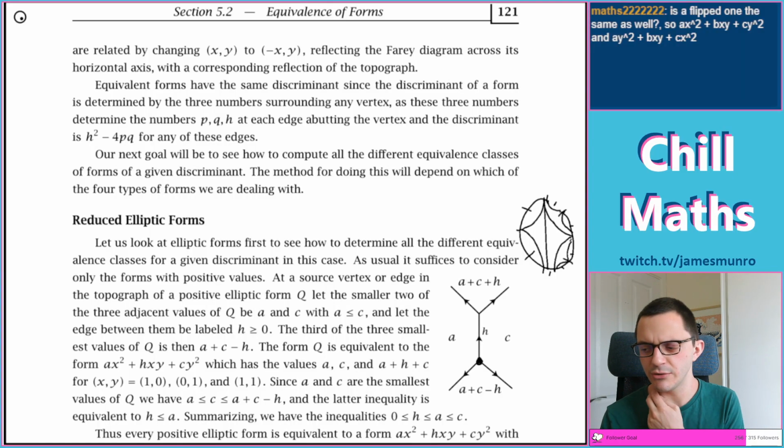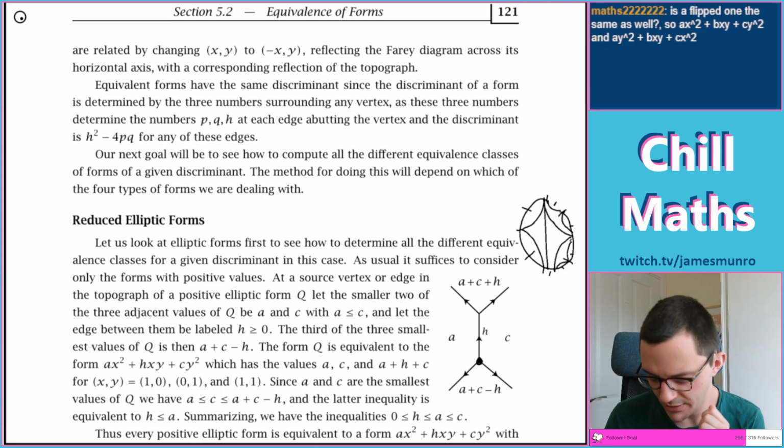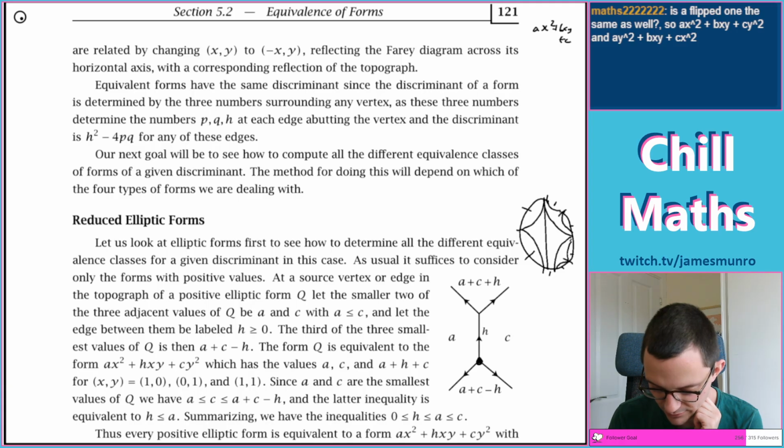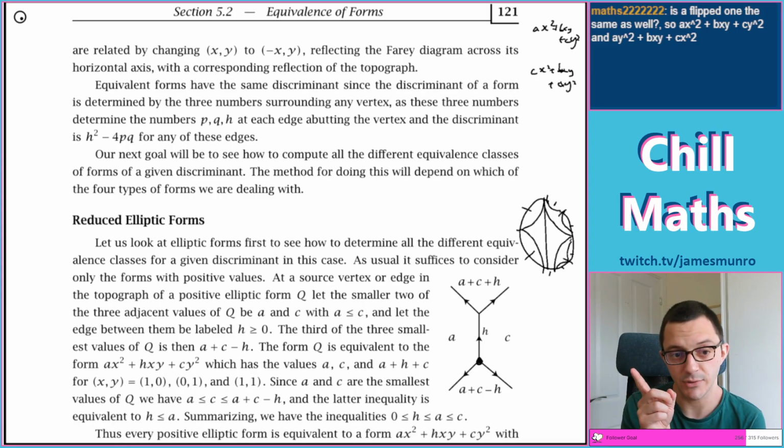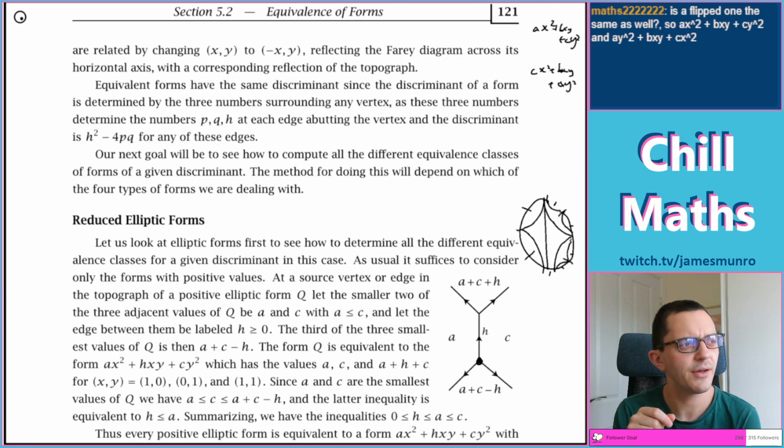If you change the order of the coefficients, so instead of ax squared plus bxy plus cy squared, I would hope that this is the same, right? Or considered equivalent. And what do I need to do? I need to find a vertex in the first one where the numbers around it are the same numbers as possibly a different vertex in the other one. Gosh, that's a mouthful, isn't it?